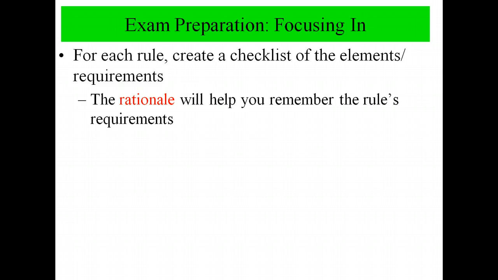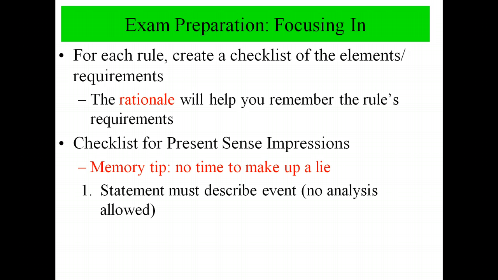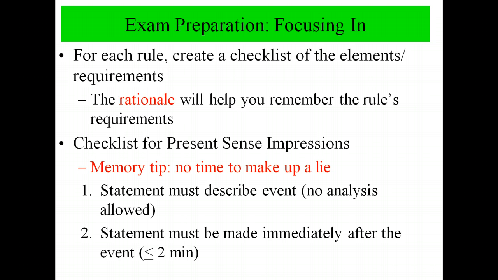Okay, the rationale can help you remember a rule's requirements. A basic checklist for present sense impressions would include some kind of a memory tip, and then also a list of the requirements. So the statement must describe the event, and it must have been made during or immediately after the event, recognizing that the window closes at a maximum of 2 minutes. I think it's helpful to put these checklists in IRAC form, but at a minimum, you should have a list for each rule of every requirement that needs to be met.